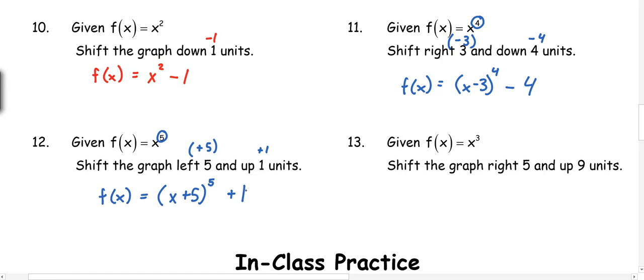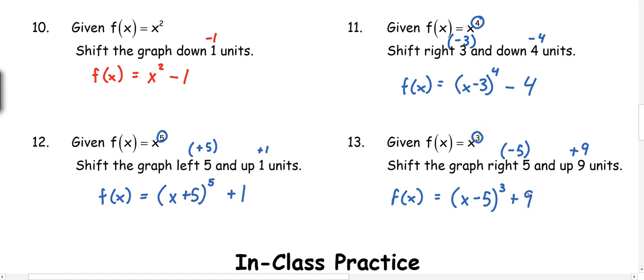Our last one, number 13, f of x equals x to the 3rd. Shift the graph right 5 and up 9. So right 5 is a minus 5 in parentheses, and up 9 is a plus 9 outside parentheses. So we have f of x equals, parentheses, x minus 5 cubed, because we had a cubed power here, plus 9.